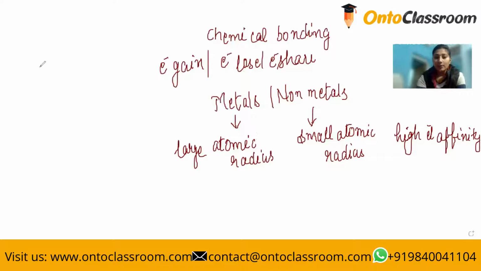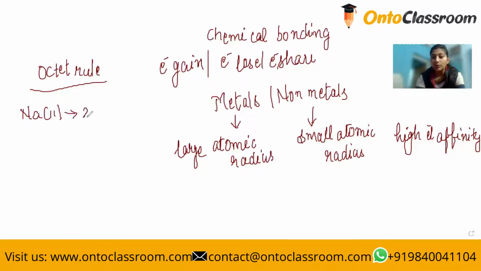So let's discuss a rule. The name of the rule is the octet rule, which was given by Niels Bohr and Charles Bury. According to the octet rule, every atom has to maintain 8 electrons in its outermost orbit to become stable. Now, the atomic number of sodium is 11 and its configuration is 2, 8, 1. So it has 1 electron in its outermost orbit.